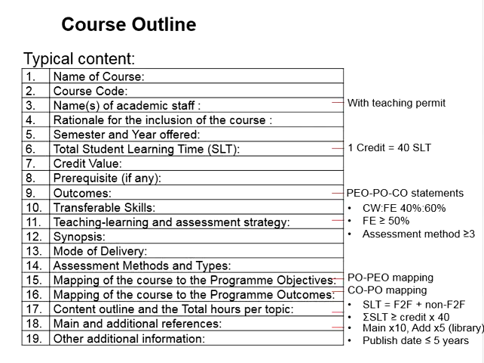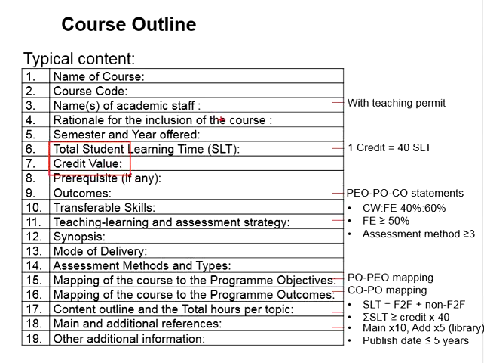The total student learning time depends on the number of credit hours. 1 credit shall be equivalent to 40 SLT. Let's say now the course has 2 credit hours. There shall be at least 80 SLTs. For a typical 3 credit hours course, the SLT shall be 120.